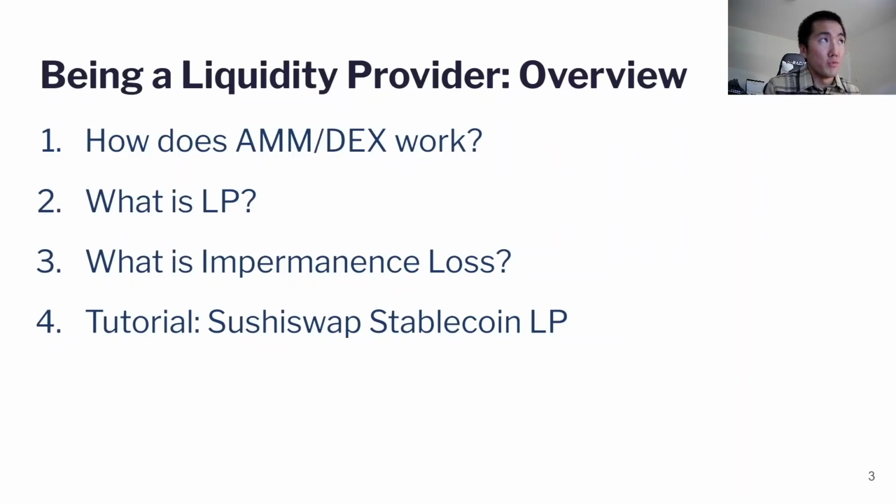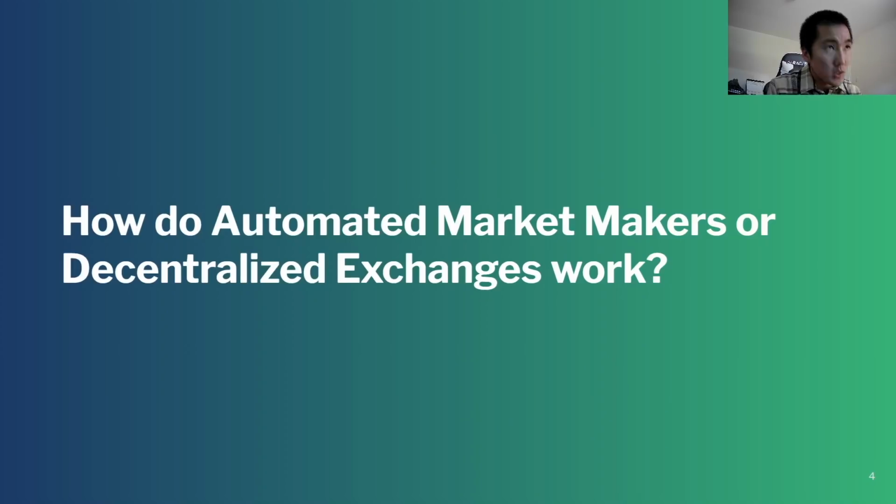So this will be the overview of the video: how do AMMs and decentralized exchanges work, what does it mean to be an LP, a liquidity provider, and lastly, what is impermanent loss, a complicated topic, and I'm sure many of you have questions. And then I'll wrap up the video with a quick tutorial on how to be a stablecoin liquidity provider on Sushiswap.